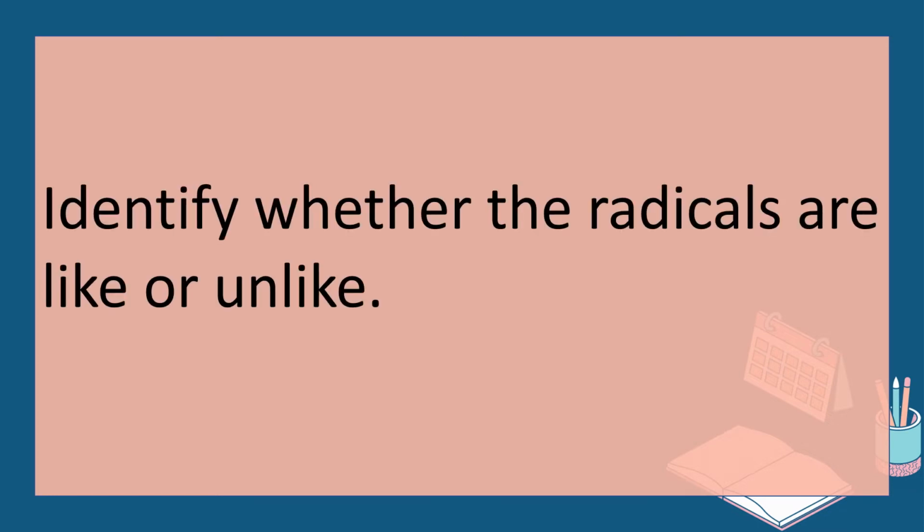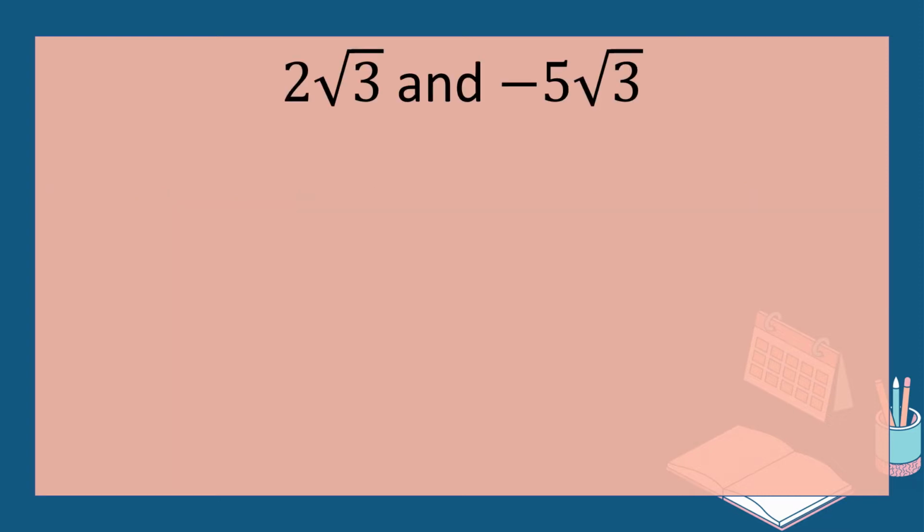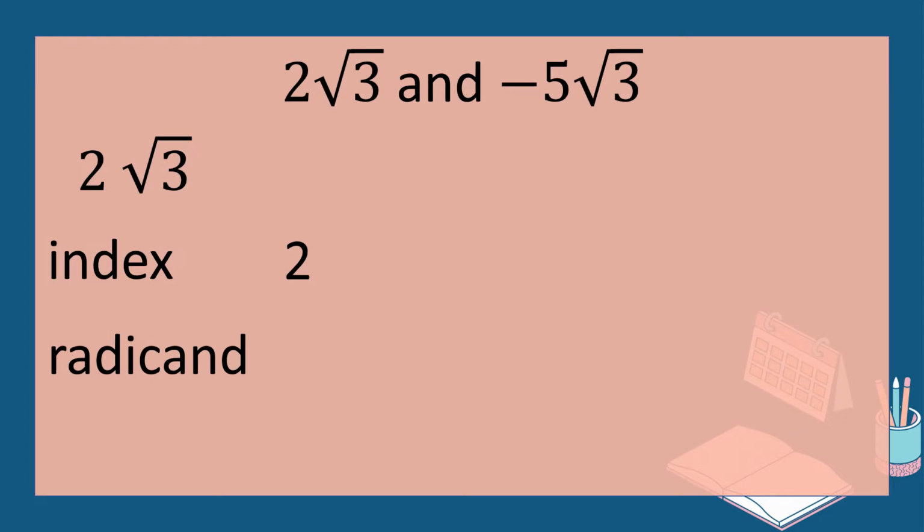This time, let's try to identify whether the following radicals are like or unlike. 2 square root of 3 and negative 5 square root of 3. Let's have first 2 square root of 3. Our index, which is on this part, is invisible. Therefore, it is equal to 2. Our radicand, which is the expression written under the radical sign, is 3.